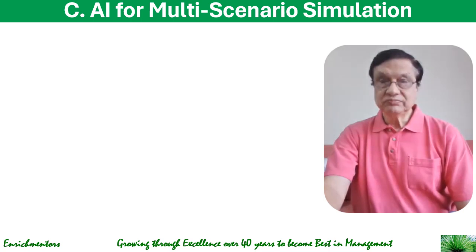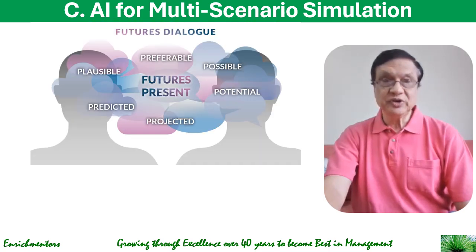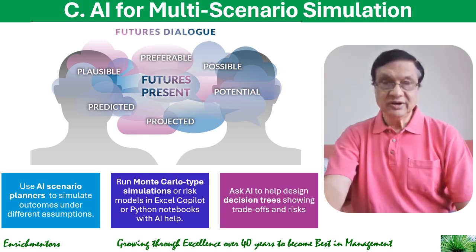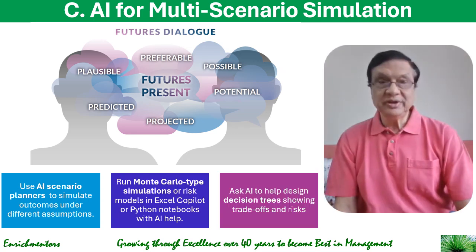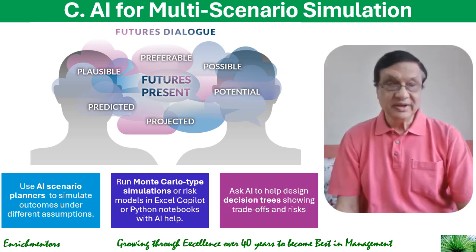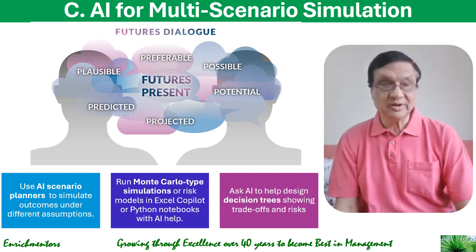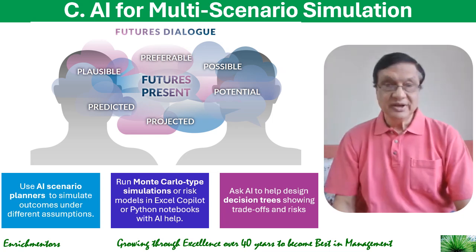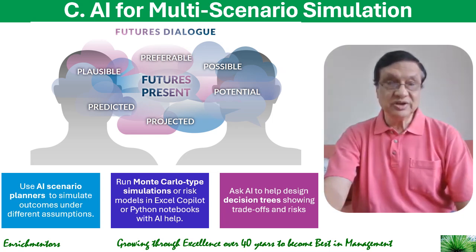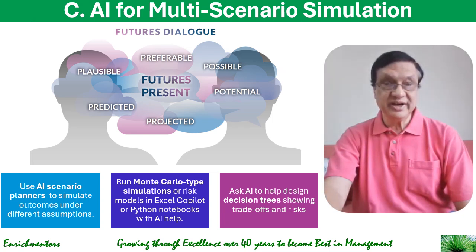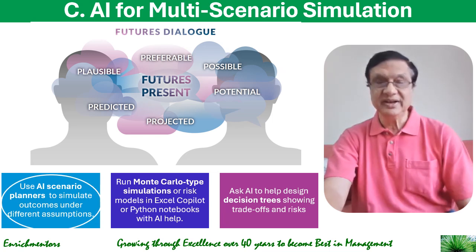So how do you think you can do that? How can you use AI for doing the multi-scenario simulation using these three things that we had talked about earlier, at the end of the last lecture? How can you use AI scenario planners to simulate outcomes under different assumptions? Any thought?